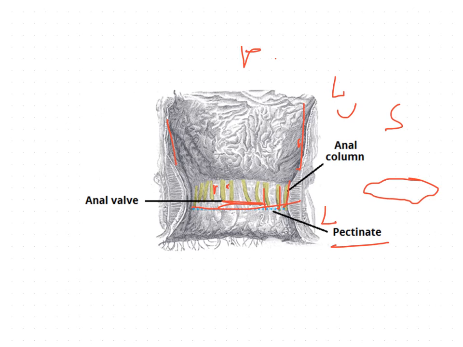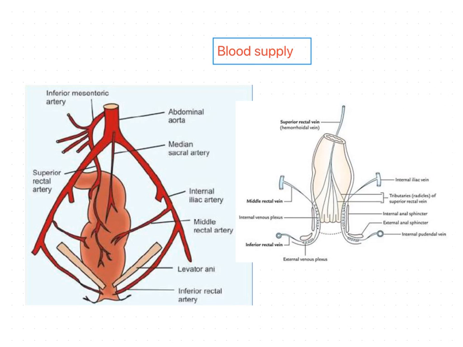Now we will move on to the blood supply. The arterial supply is similar to that of the rectum. Above the pectinate line, it is supplied by the superior rectal artery, which is a branch of the inferior mesenteric artery. Below the pectinate line, it is supplied by the inferior rectal artery.